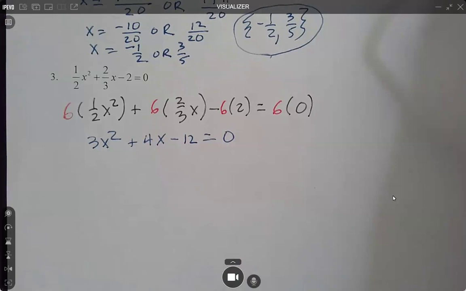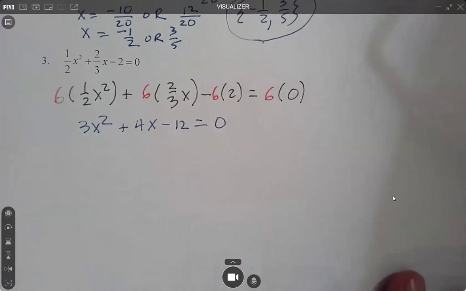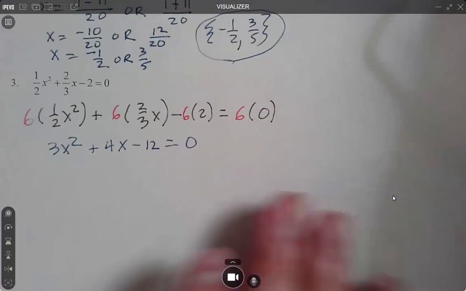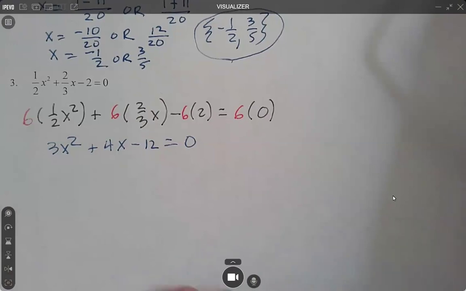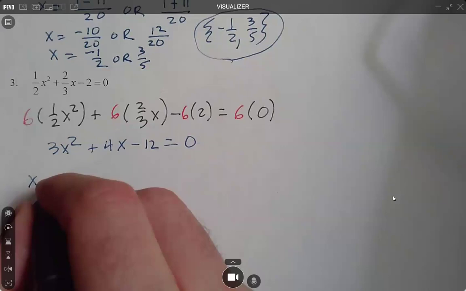So thank goodness, right? Those fractions just look terrible. So go and use that trick. Multiply by the LCD to clear out the fractions before you start using the quadratic formula. So now we're ready to plug in.